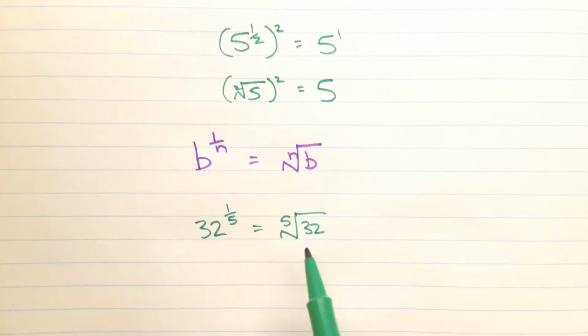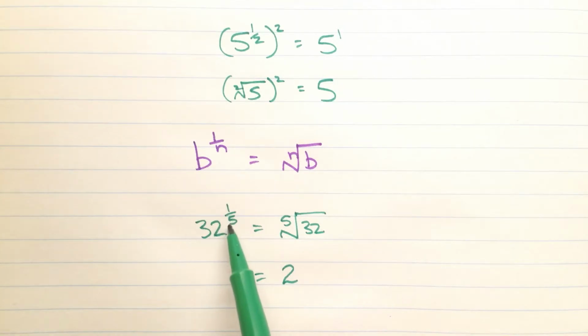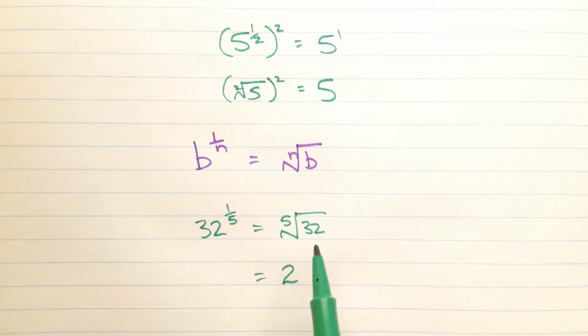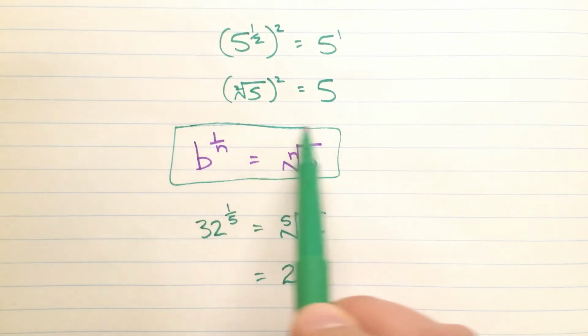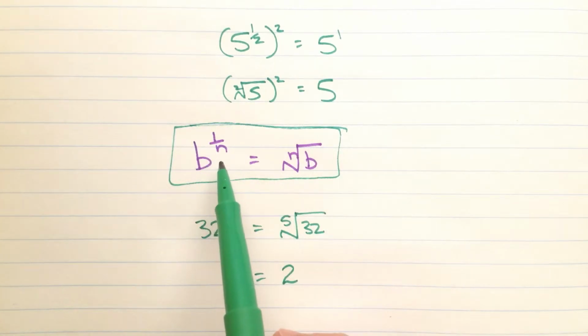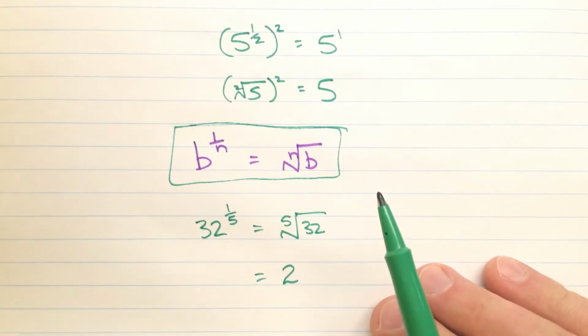That is, what number multiplied by itself 5 times gives us 32? In that case, that number is 2. 2 to the power of 5 is 32. So 32 to the 1/5 is 2. That's the way to go backwards. So that's the 5th root of 32, and there's our general form whenever you have a 1 over some whole number for the exponent.